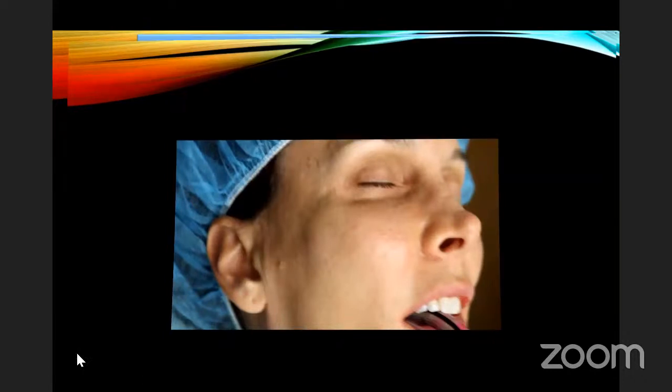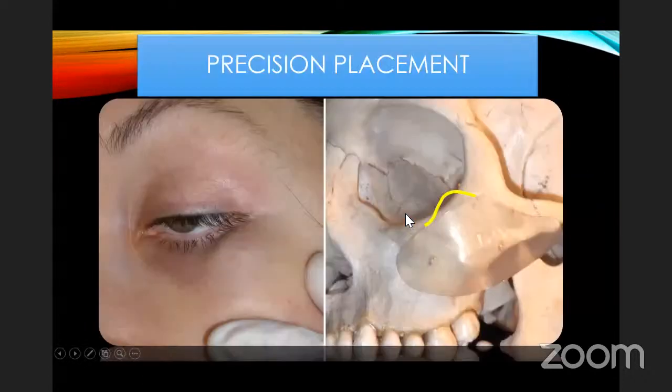So again, it's important to make sure that your implant does not protrude above the orbital rim, or you'll have a visible and a palpable situation that the patient will be unhappy with, and you'll have to go back and reposition that.